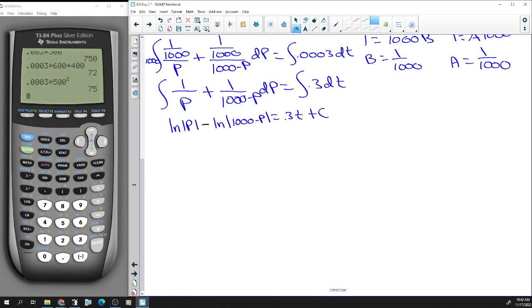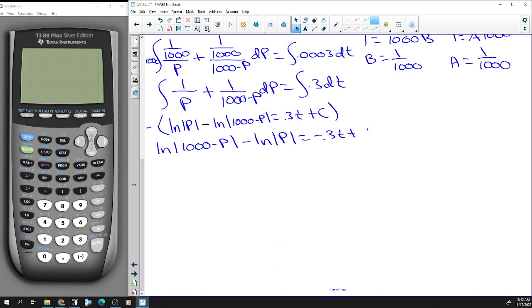All right, so I need the 1,000 minus P to be on the top, not on the bottom. And it helps to know where you're going with this. So we're going to run a negative through all this. So natural log absolute value of 1,000 minus P minus natural log of P is equal to negative 0.3T plus C. And you don't have to write minus C. C absorbs about everything. You can change it pretty much to anything you want. And I'll explain that here in a second.